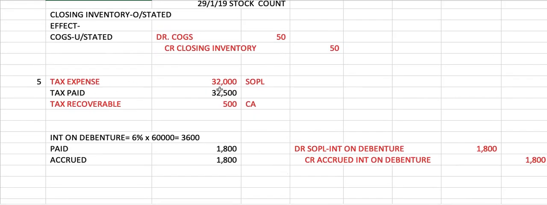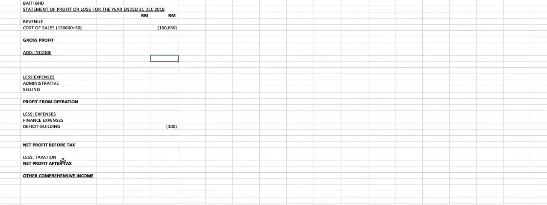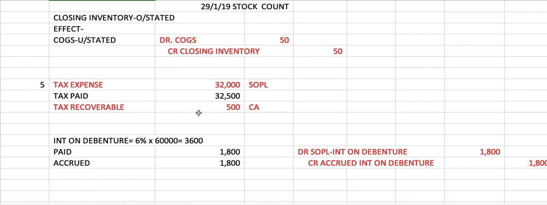Next, tax expense 32,000 goes into SOPL. So tax 32,000. And then tax recoverable under current asset, 500. Tax recoverable under current asset, here. Okay, so this one is 500.